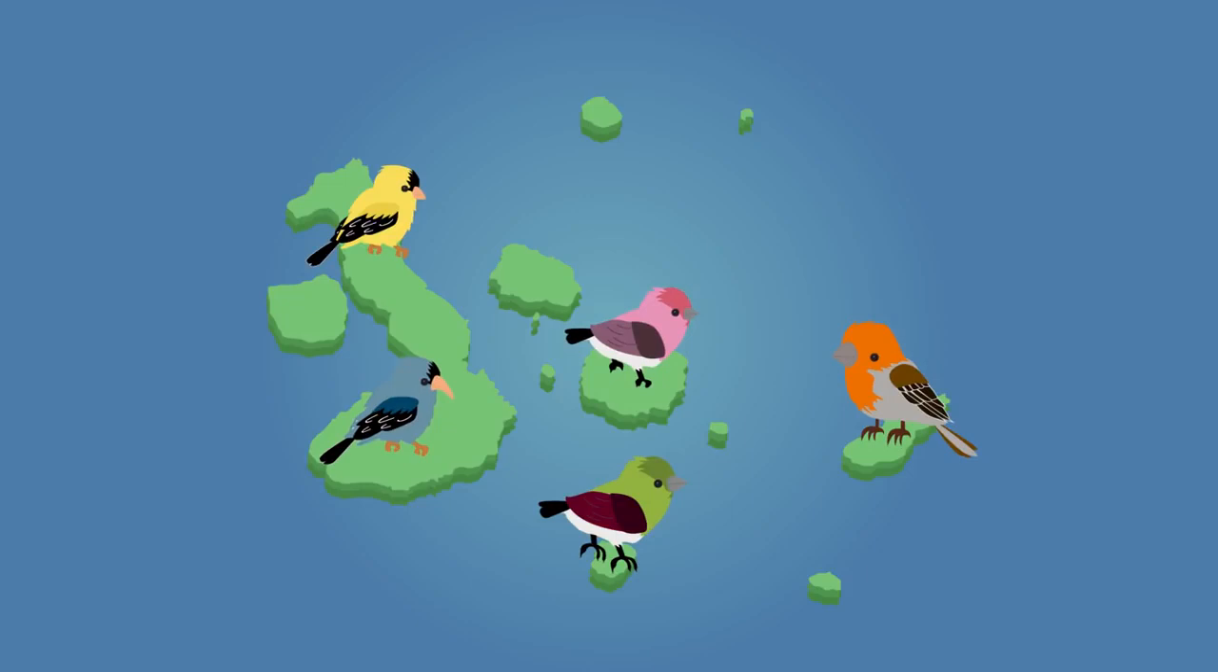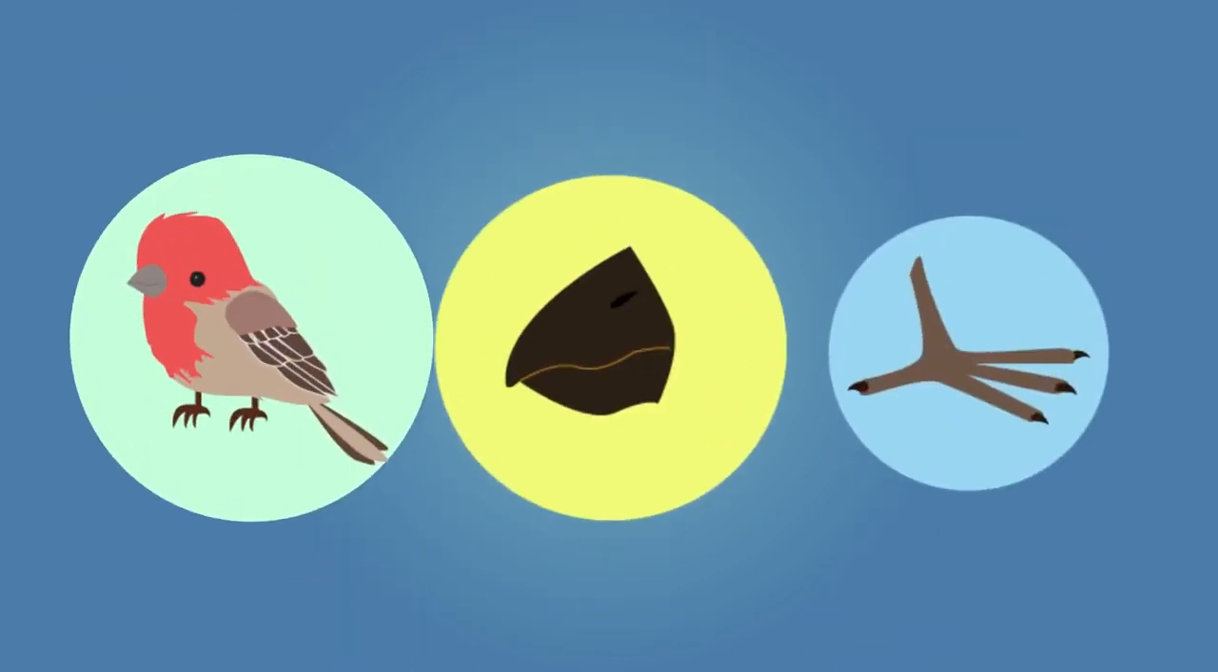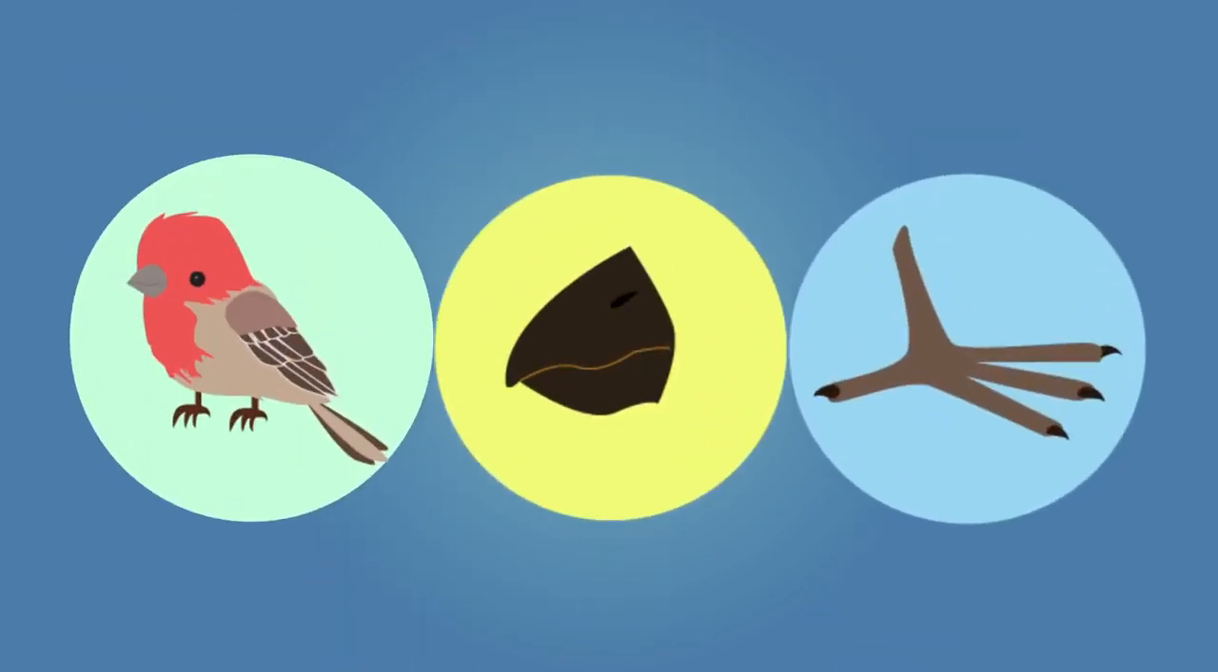However, the Galapagos finches were all slightly different from the original mainland species, and they were also different from each other. The finches on each island showed distinct variations in their overall size, beak shape, and claw size. These differences were attributed to the differing food sources available on the various islands of the Galapagos.